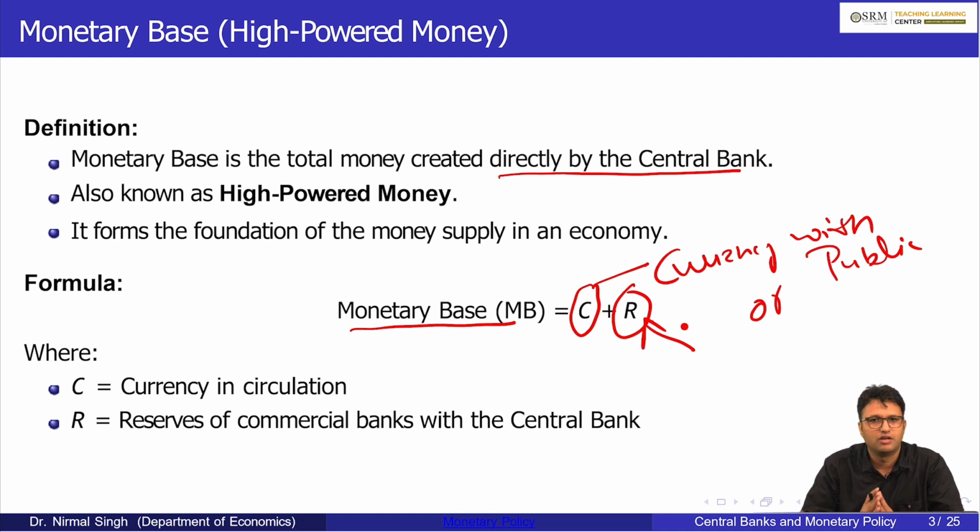Reserves means the money kept by the banks with the central bank, or we call that reserves of commercial banks with the central bank, because the central bank imposes some restrictions on the banks, that they need to maintain a certain amount of reserves with the central bank. So that is the reserves we are talking about. The important thing is that the monetary base is made of these two components, that is currency with the public or in circulation in the economy, and the reserves of the commercial banks with the central bank. So this constitutes the high powered money.